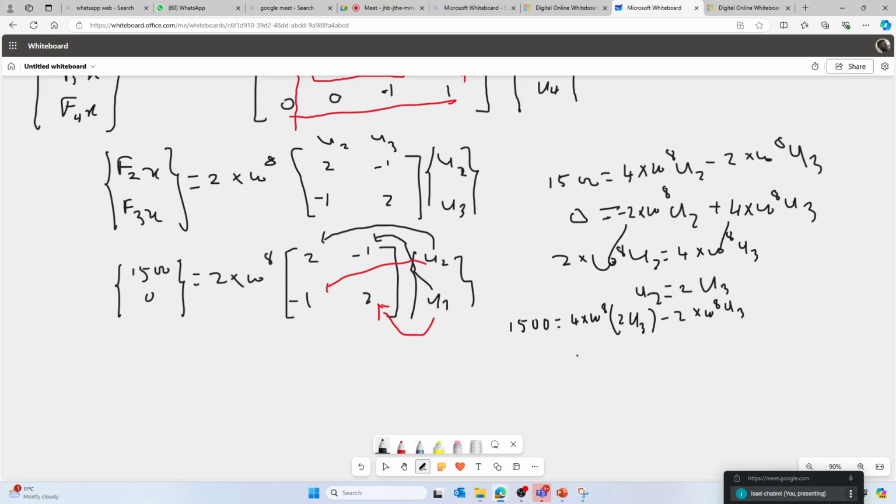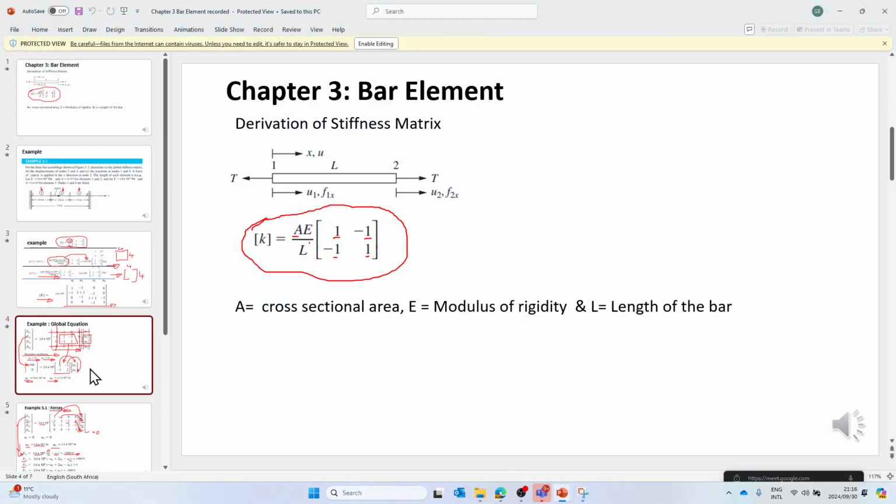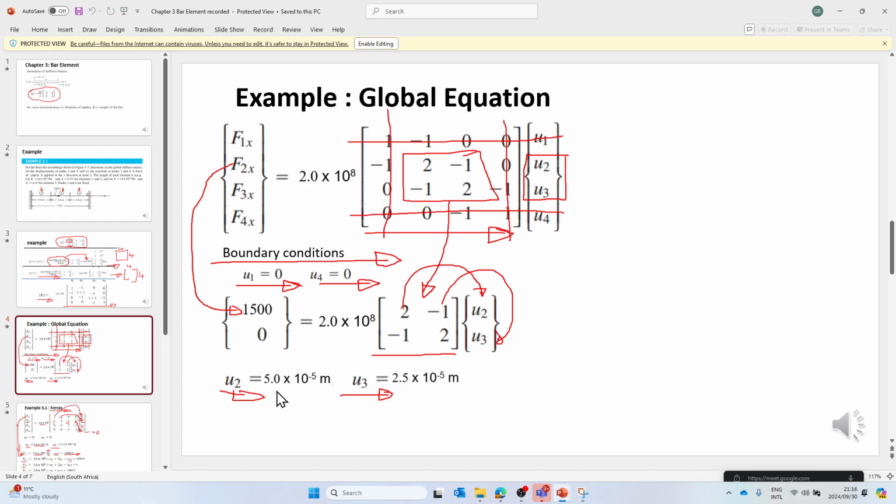So basically what is happening here, you will have an addition. You'll have 2 times this, 2 times 4 gives 8. 8 minus 2 gives 6. So the answer here will be 6 times 10 to the 8 u3 to be 1.5. What is u3? u3 will be 1.5 divided by this answer. The answer will be in meter. Do you have a calculator? If you don't have a calculator, you can just copy the answer here from the lecturer's note to save time. But we can calculate to make sure.